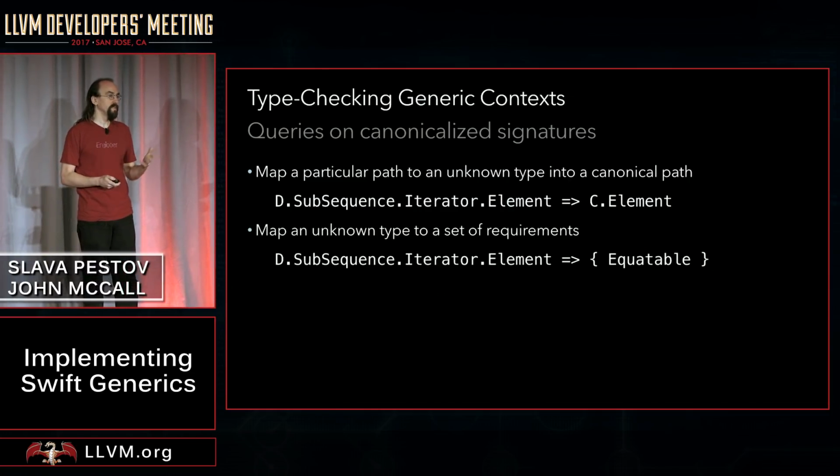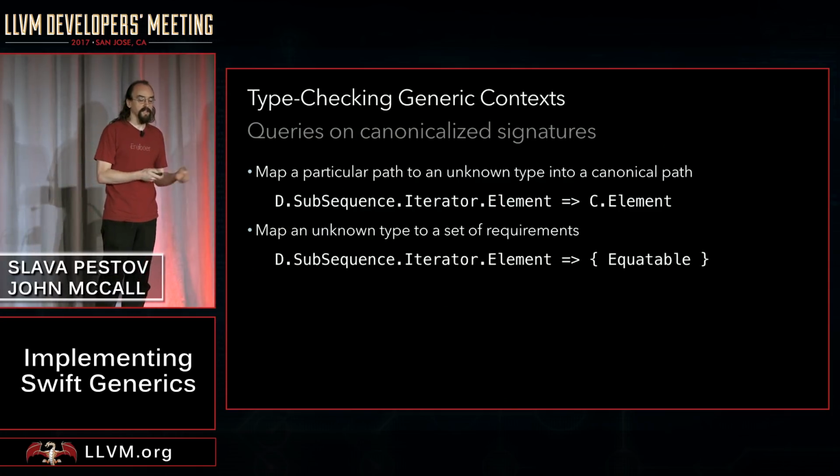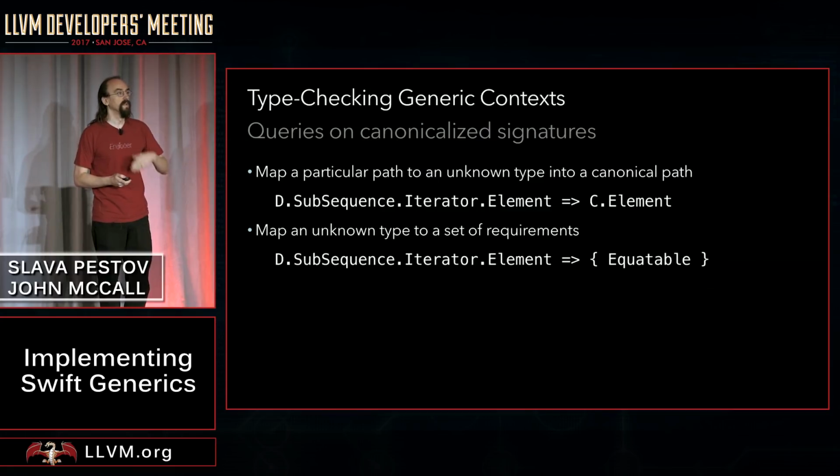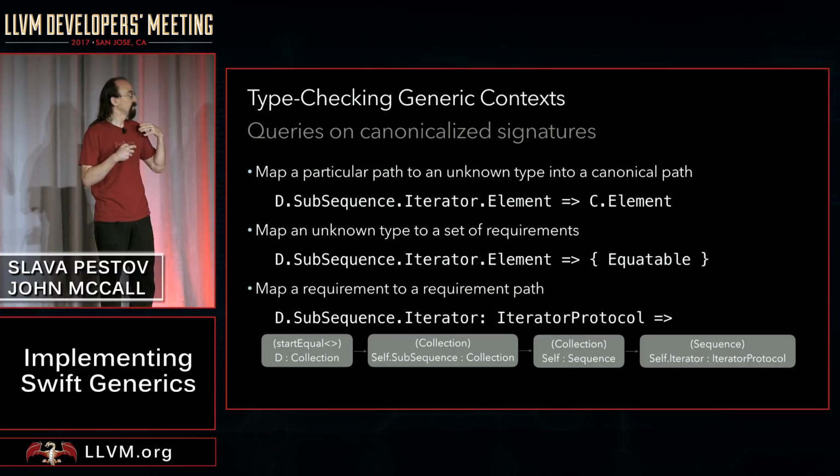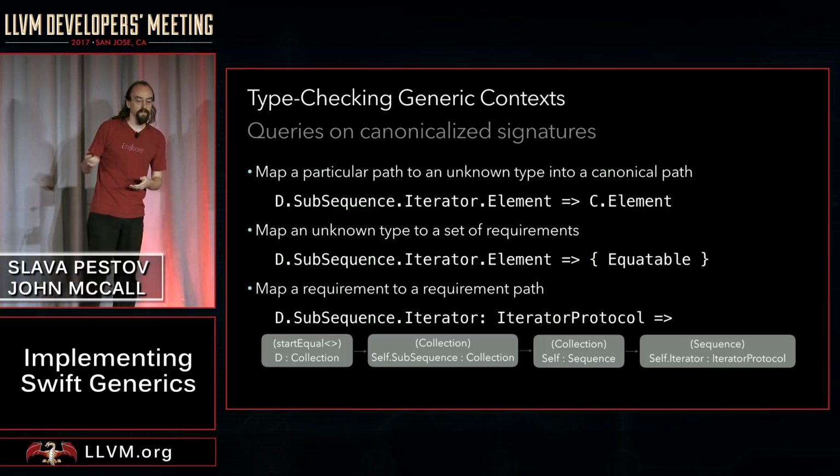Once I have one of these unknown paths, I can map it to a set of requirements, a set of protocols that I know that unknown type implements. So for example, here, I know that this is the same as C.element, and therefore that it just implements the Equatable protocol. And when I'm talking about a pair of an unknown type and one of these requirements on it from the previous step, I can produce one of these requirement paths. For example, I know that SubSequence.iterator implements the iterator protocol because of this fairly long, complicated path.